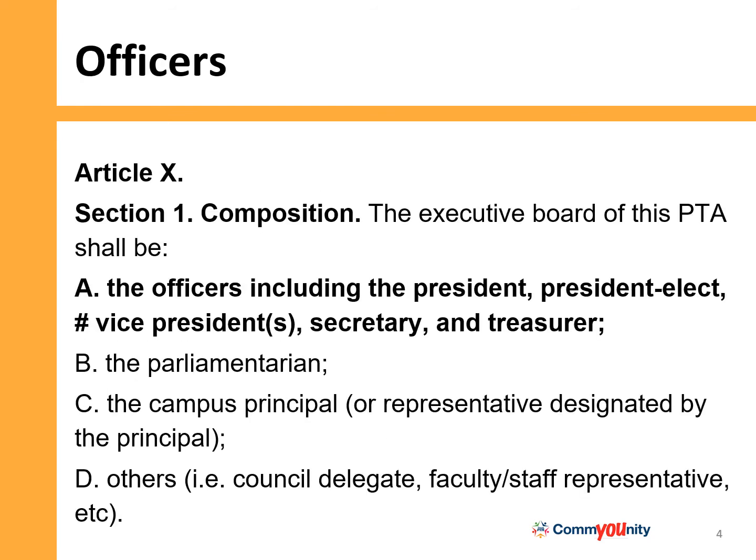Bylaws are your manual for most rules related to the rights of the membership and how the executive board should function. Article 10, Section 1, Composition, will tell you what roles make up your executive board. For the purposes of this training, we'll focus on A. It tells you what officers your PTA will need to elect. The positions listed in A are the only positions that are elected. There are some options, like whether or not to have a president-elect and how many vice presidents. So you'll want to check your bylaws as you prepare for your election.